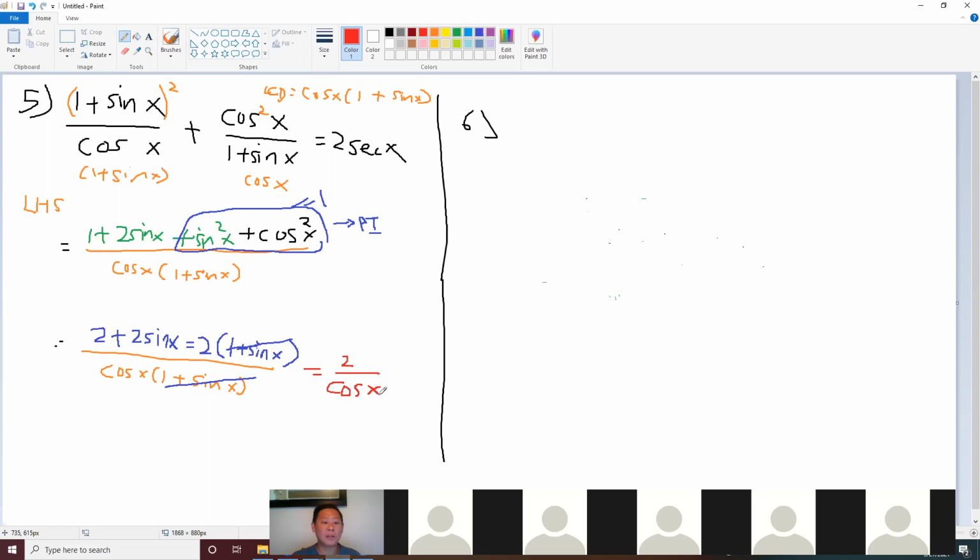But as you look at your question, your right-hand side is 2 secant x. We got the 2. So can someone tell me how you change this cosine x into secant x? Reciprocal identity. Reciprocal, because this is 2 over, this is 1 over cosine x. So this is your reciprocal identity. So that's why your answer in this case will be 2 secant x. And that's the same as the right-hand side.